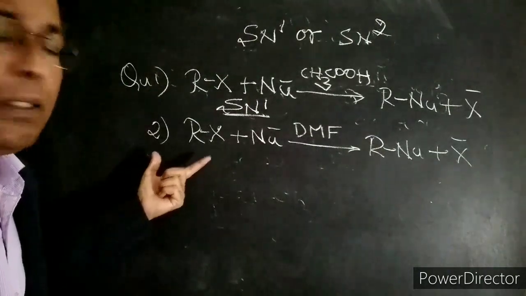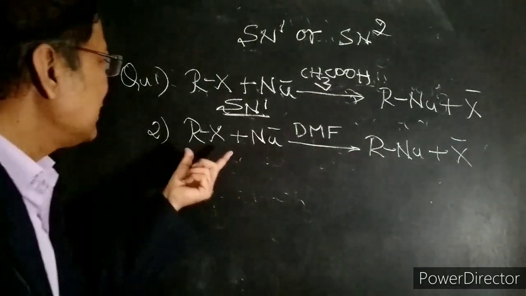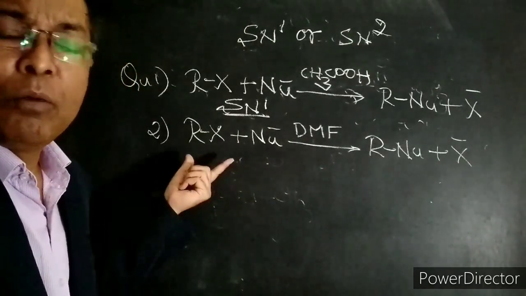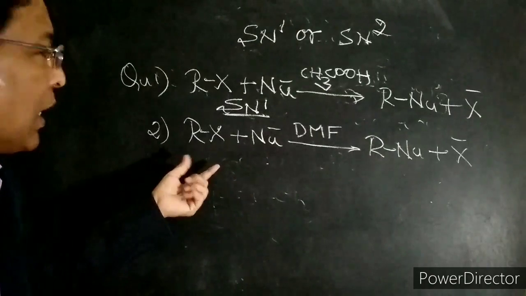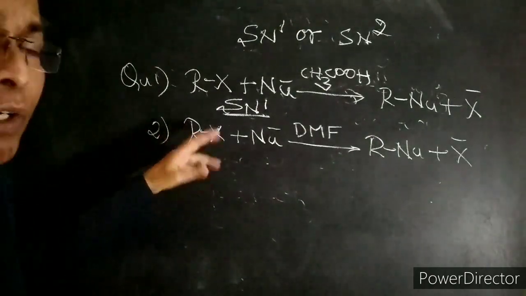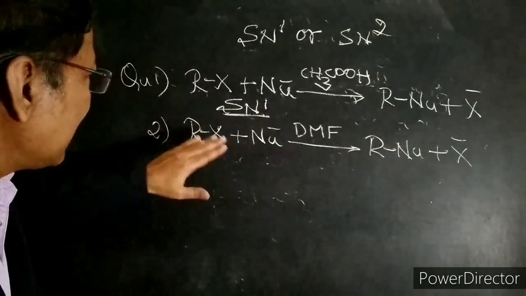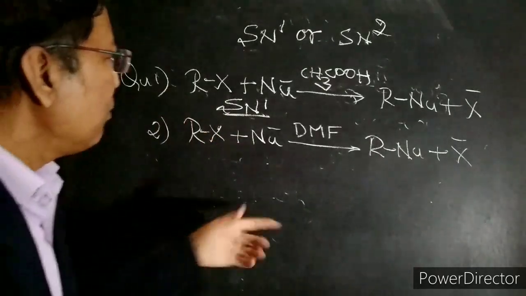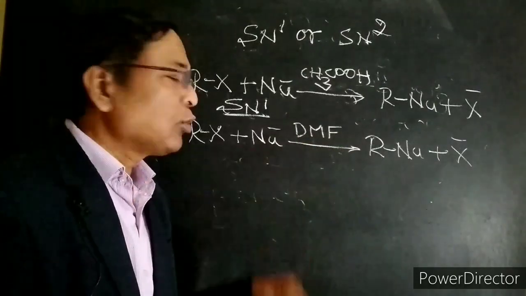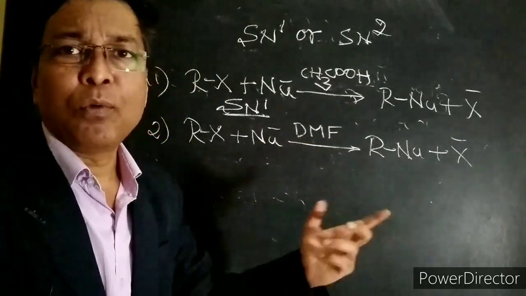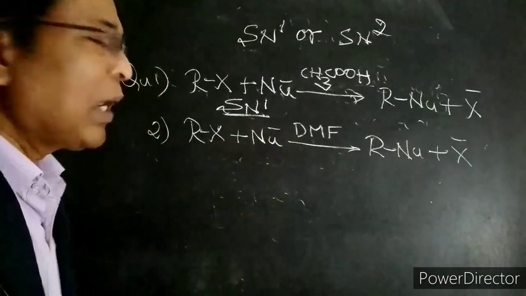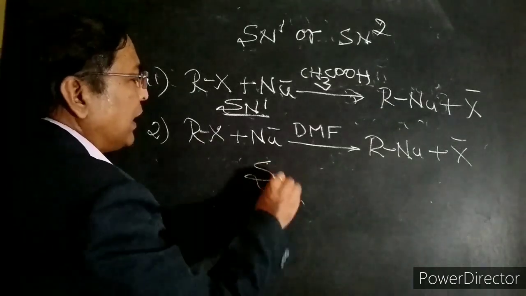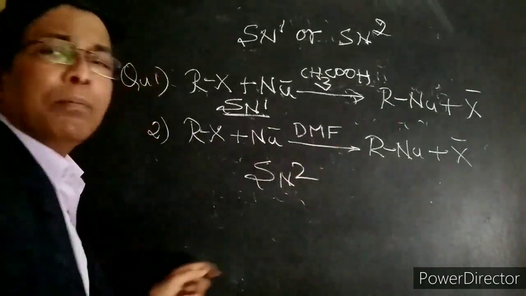Now let us see the second question. Here also alkyl halide is given, but which alkyl halide we don't know, whether there are bulkier groups or small groups present on the carbon atom. So we cannot decide whether the reaction will follow SN1 or SN2 from the alkyl halide. But the solvent is given. Here the solvent is a polar aprotic solvent. Therefore it clearly indicates that polar aprotic solvents favor the SN2 reaction. So the second reaction follows the SN2 reaction mechanism.